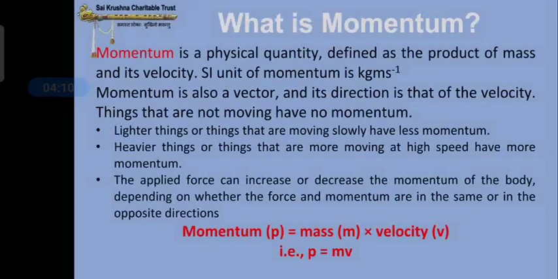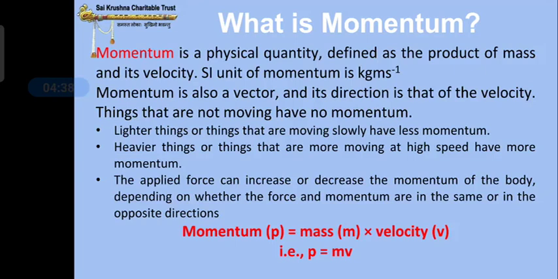Next we have something called momentum in the second law, just as we studied inertia in the first law. What do you mean by momentum? Momentum is the product of mass and velocity. Product means multiplication, just as sum means addition and difference means subtraction. So momentum is given by mass into velocity. The SI unit of momentum is kg meter per second. Why? Mass is in kg and velocity is in meter per second. Therefore it is kg meter per second.